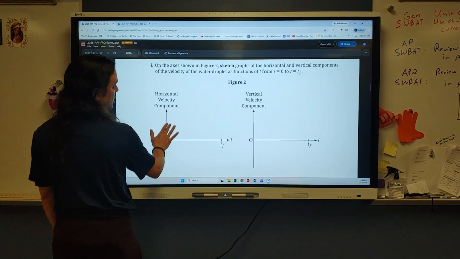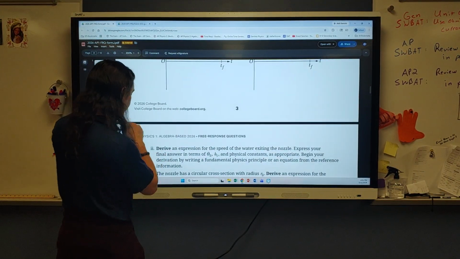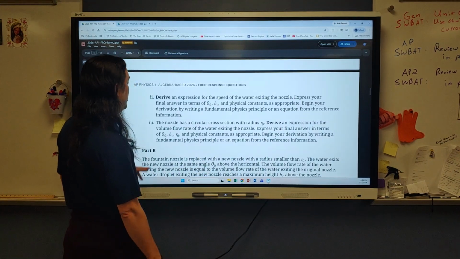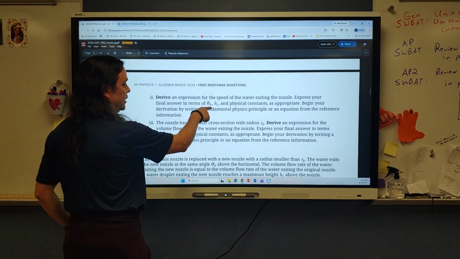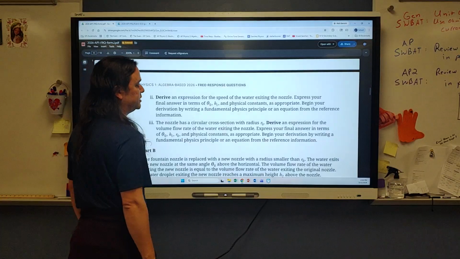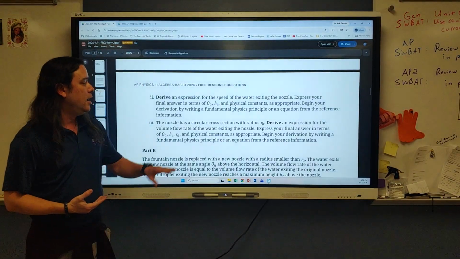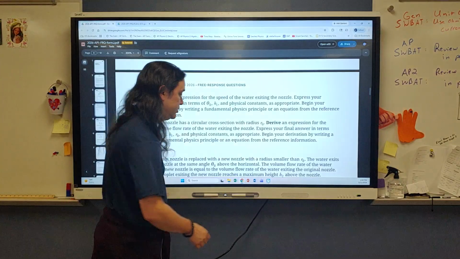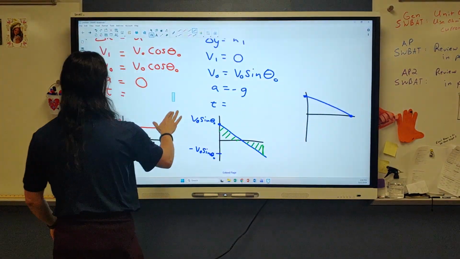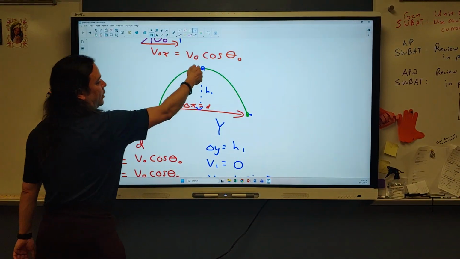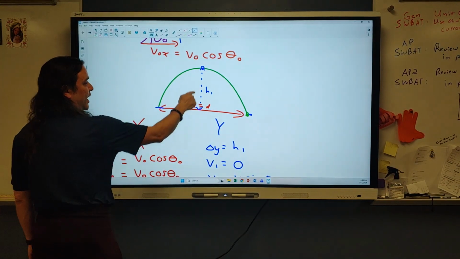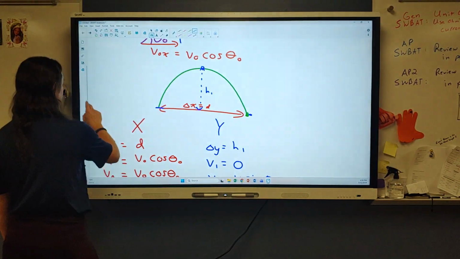Okay, going back in. We've got: derive an expression for the speed of the water exiting the nozzle. Express your final answer in terms of theta naught and H1 and physical constants as appropriate. Here's where this gives you a clue on how to set it up. Look at what you're allowed to answer in terms of H1. Like I said just a minute ago, I had set up that at one point we will be looking in the middle of this because of the H1. That's how I knew to look there, because of the H1.